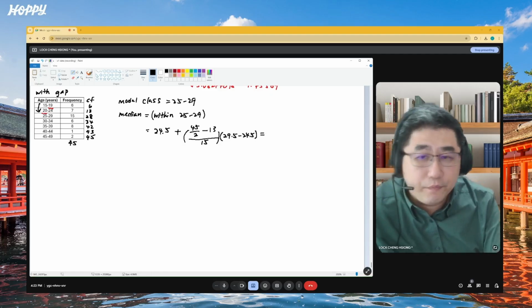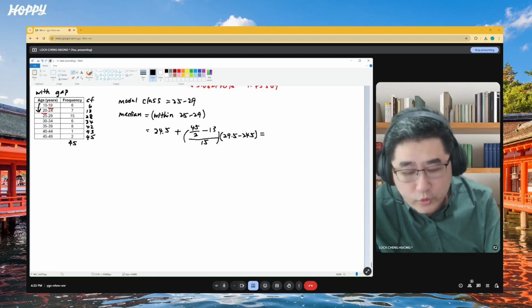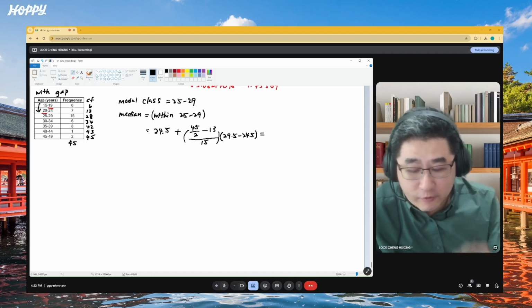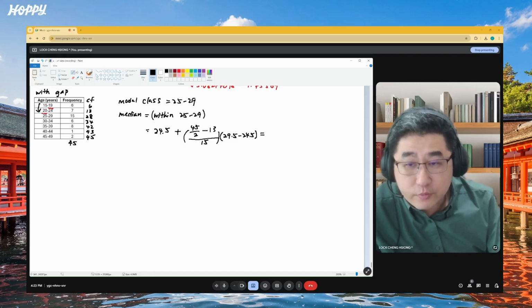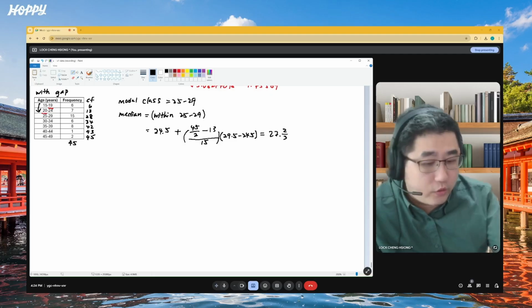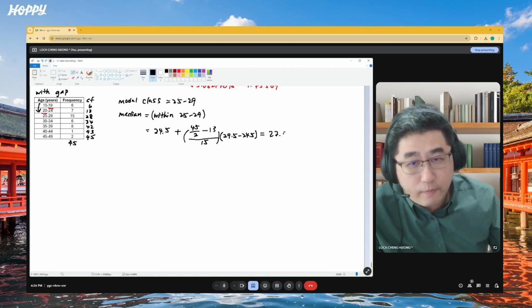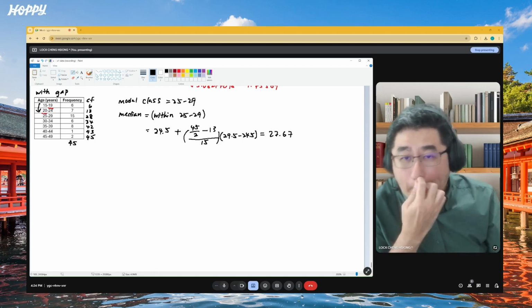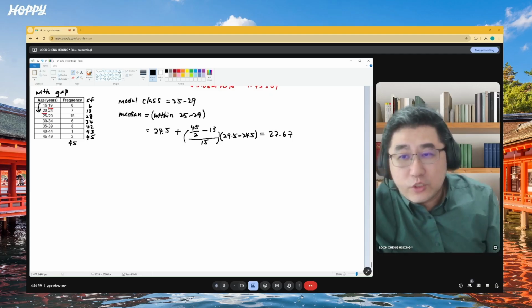So let's see what I get. 29.5 minus 24.5, I have a 5 here. So times by 42 over 2, then minus 13. 11, then divided by 15, then plus 24.5. So I have 27 and 2 over 3, or 27.67. So this will be my median.